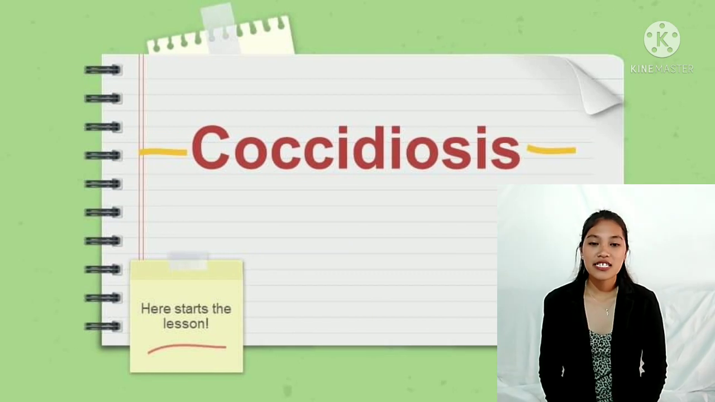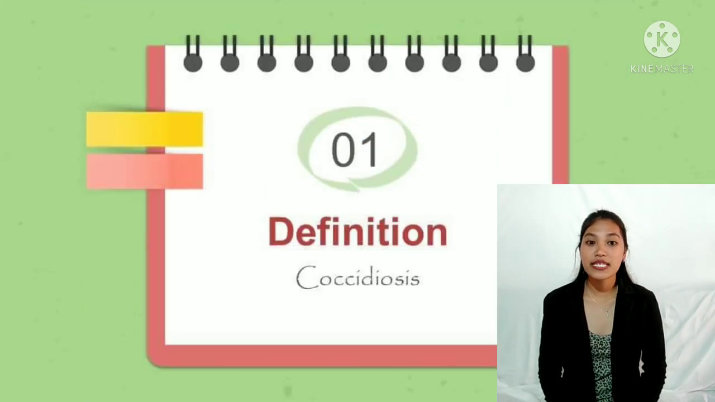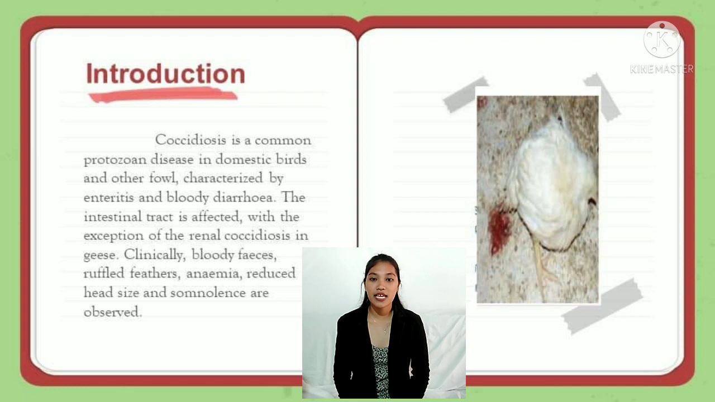Hello everyone! For today's video, we're going to learn about protozoan diseases that are present in animals, especially in chicken. Coccidiosis is a common protozoan disease in domestic birds and other fowl, characterized by enteritis and bloody diarrhea. The intestinal tract is affected, with the exception of renal coccidiosis in geese.